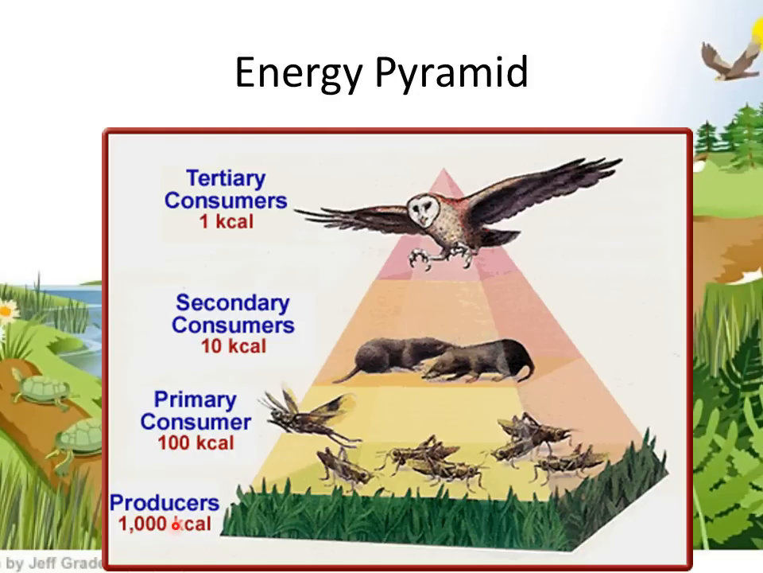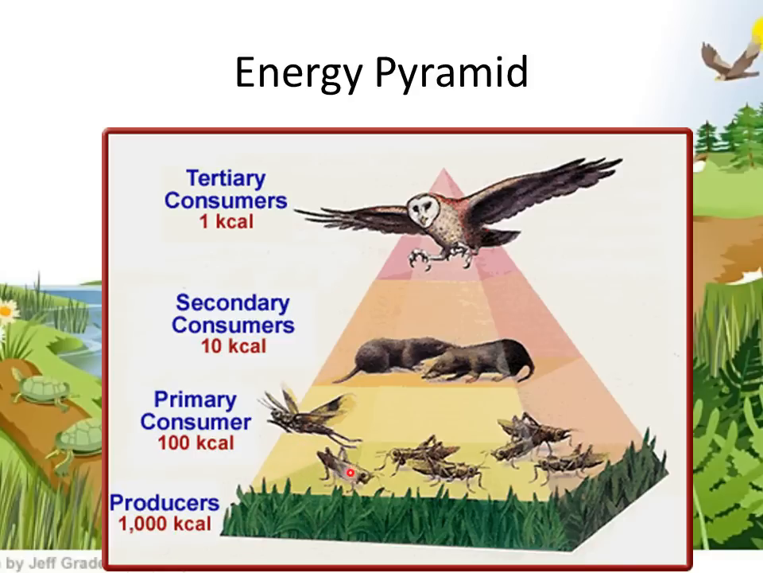The reason it's called an energy pyramid is because as you go up the pyramid, energy is lost. So there's a whole bunch of energy here in the very first trophic level with the producers, right? Well, when the producers get eaten by the primary consumers, energy is lost.